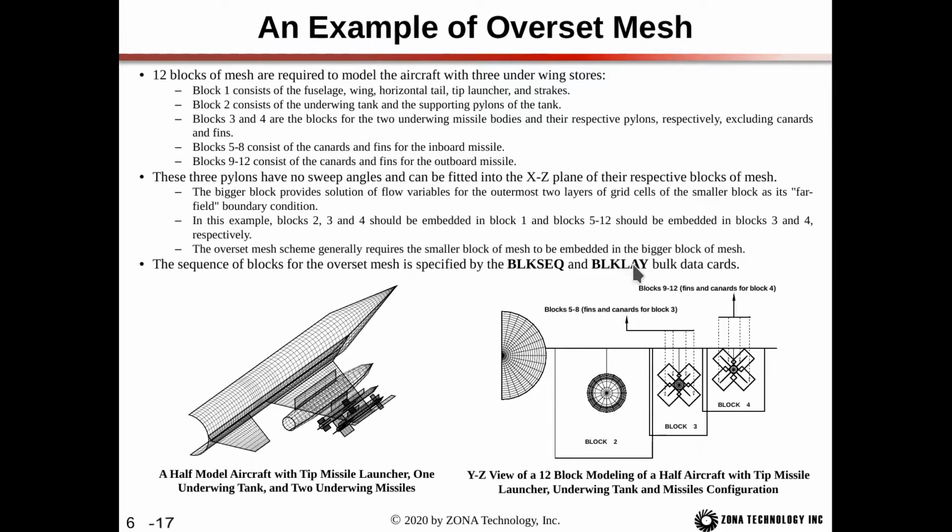So the layer is important, and the sequence number is important. The lower the sequence number, the bigger the block. So once again, the main block would be block 1. So in our block sequence, that would be the first block. And then we have blocks 2, 3, and 4, which are the second layer. And then blocks 5 through 8 and 9 through 12 are layer 3.